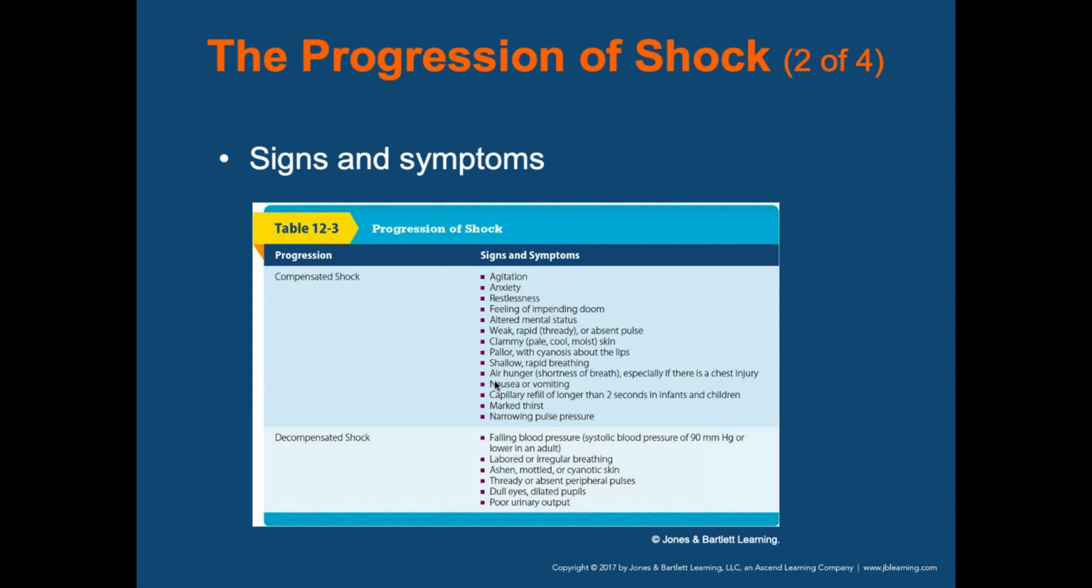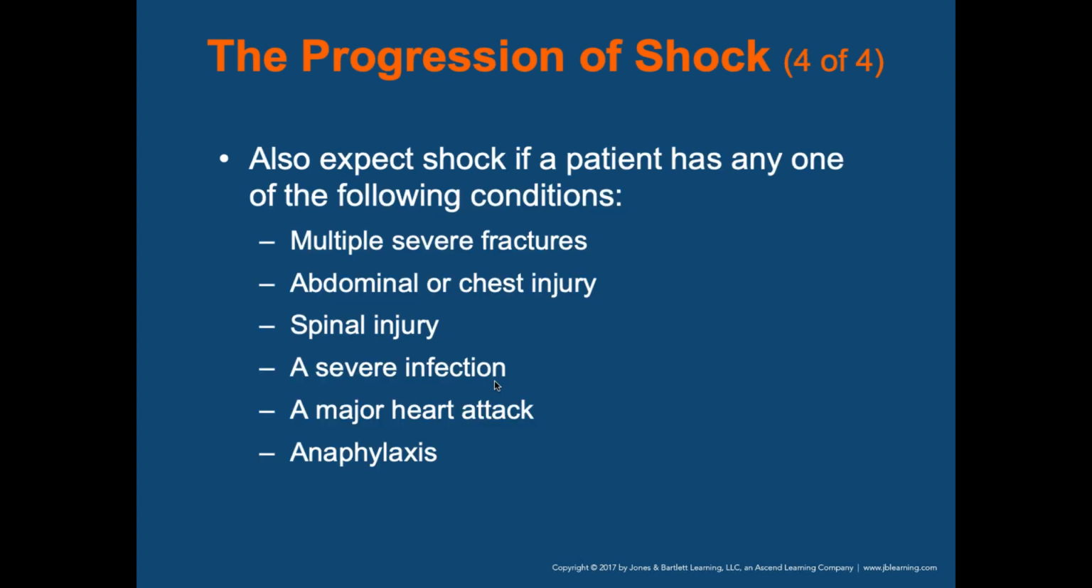We start seeing decompensated shock. You'll see a falling of blood pressure, systolic blood pressure of 90 or less in an adult. Labored or irregular breathing, ashen, mottled, or cyanotic skin, thready or absent peripheral pulses, dull eyes or dilated pupils, and poor urinary output. So blood pressure may be the last measurable factor to change in shock. You're going to start seeing heart rate changes way before, and skin color and temperature changes as well.